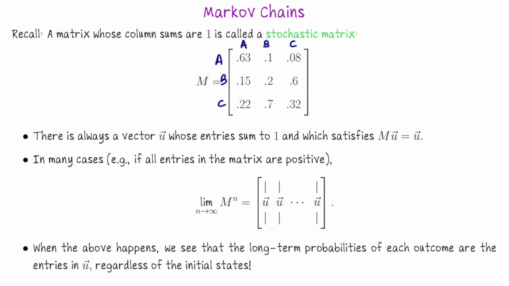Then we talked about the fact that if M is not only a stochastic matrix, but also what we call a positive stochastic matrix, meaning all of the entries are greater than 0, then if you exponentiate M to higher and higher powers, you'll see a convergence take shape where every column turns into that vector U. So it looks like the single vector U repeated in each column.